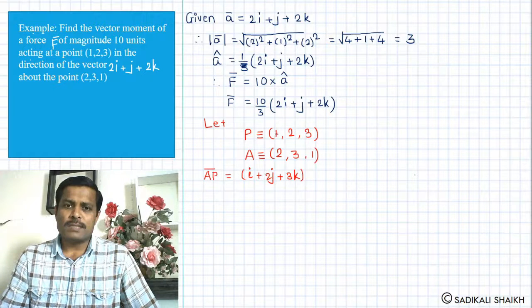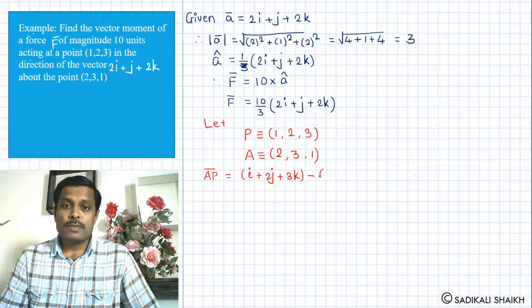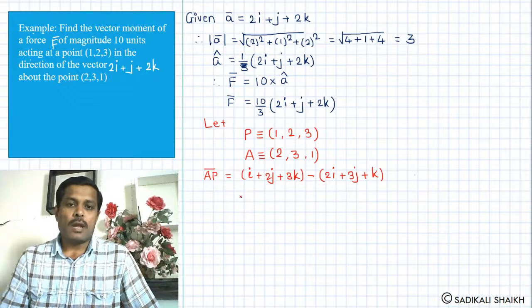Multiply the first component by I, the second component by J and the third component by K, and take their linear combination, meaning addition, minus the position vector of A with respect to origin. So you see 2I plus 3J, and this is 1 into K means K. Now just simplifying this, I minus 2I, this is minus I, plus 2J minus 3J, this is minus J, and 3K minus K, that is plus 2K. So this is your AP bar.